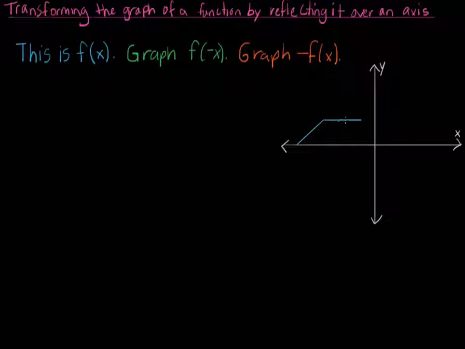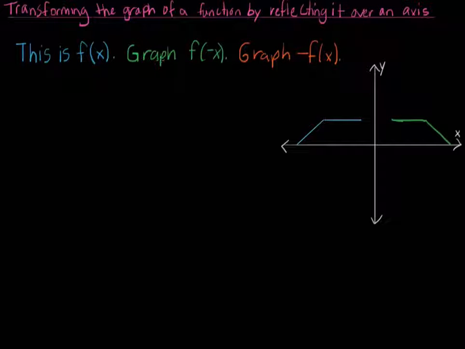So all of the x values are going to become their opposites. Everything that was a negative x value over here is going to become positive x values over here, like this, and then like this. It's going to be the mirror image, basically a reflection in the y-axis. It's a reflection in the y-axis because all of the negative x values become positive x values, but the y values don't change at all.